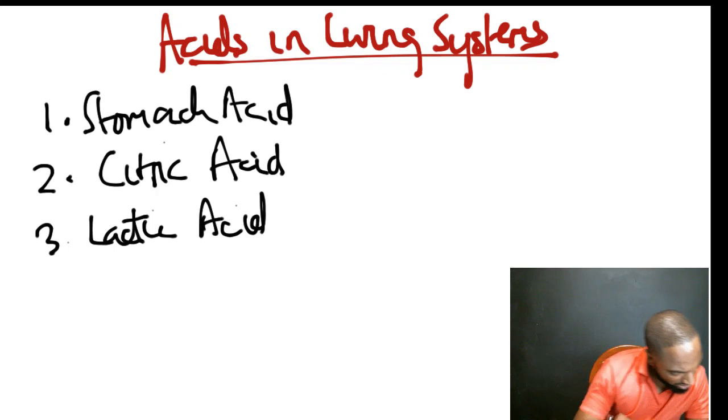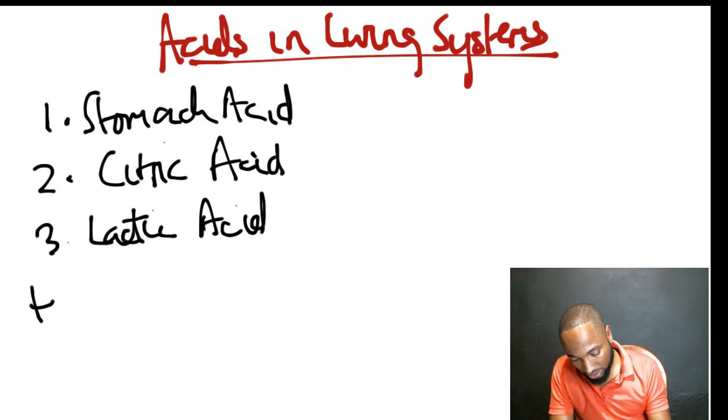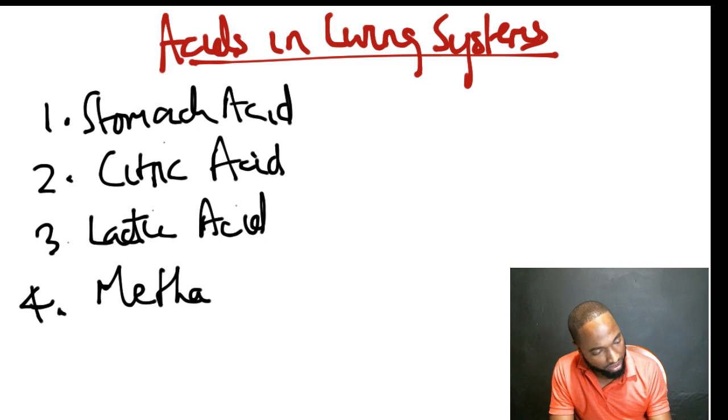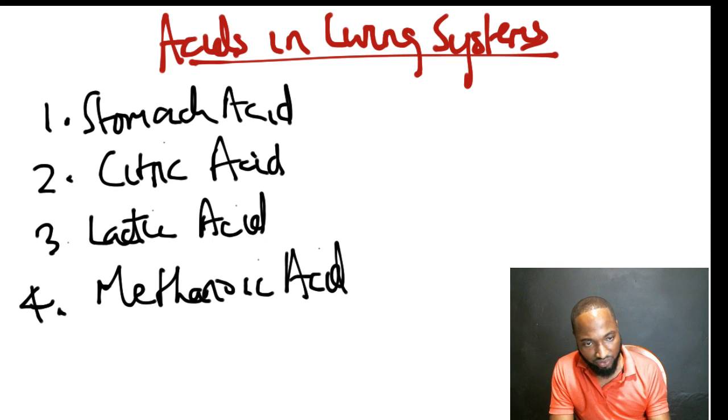Metanoic acid? What is metanoic acid about? Venom of ants? Okay. So you can do some research on them. I think we hit the big 3. Metanoic acid and the vinegar. Metanoic acid.